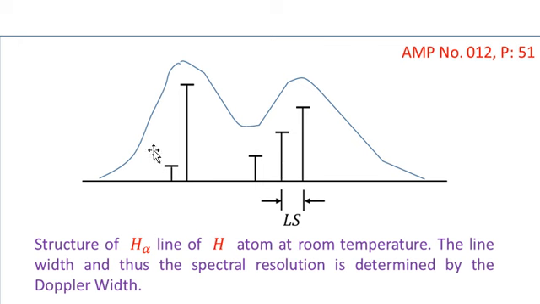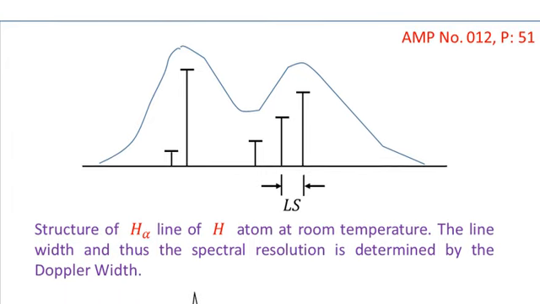So I have shown actually 5 over here, but in principle there are 7 lines. 2 lines have not been shown. The lines' width and their spectral resolution is determined by the Doppler width. Sometimes the Doppler width is large and the resolution is not possible, especially between those lines which are very close to each other in energy.